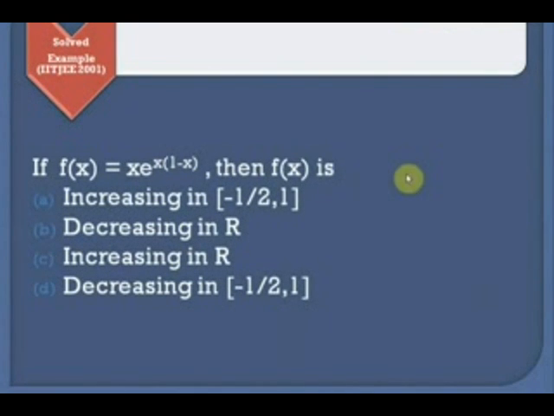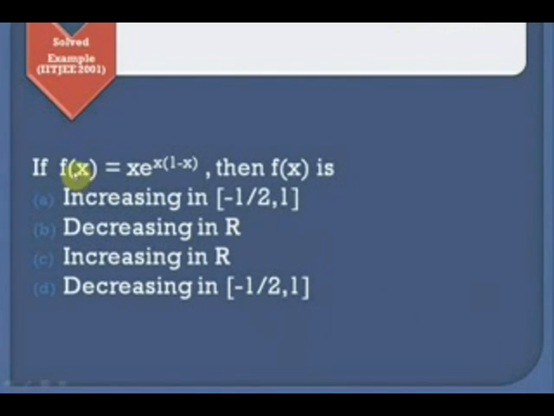It appeared in 2001. If f of x is equal to x times e to the power of x times (1 minus x), then f(x) is: option A, increasing in the interval minus 1 by 2 to 1; option B, decreasing in R; option C, increasing in R; and option D, decreasing in the interval minus 1 by 2 to 1. Here R is the set of real numbers.